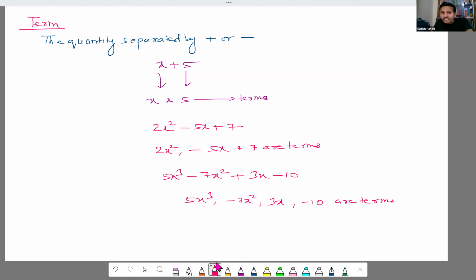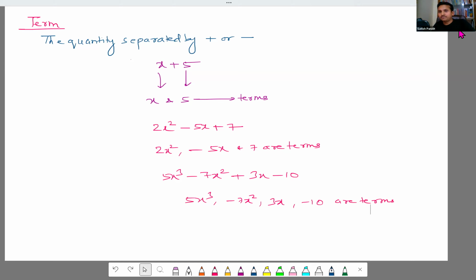So, quantities separated by plus or minus. Only if you have a plus or a minus, you'll get multiple terms. Otherwise, it will remain a single term. I repeat, whenever we have a plus or a minus, you'll get a number of terms. Otherwise, it will remain a single term. Please remember.